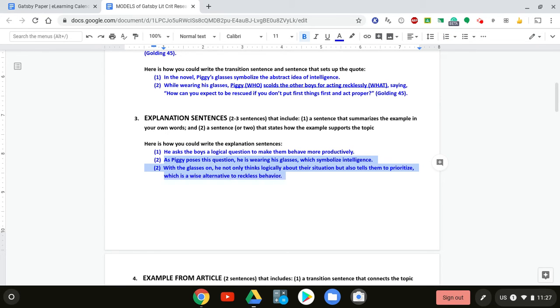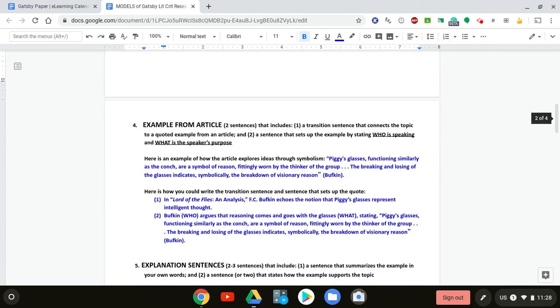And the 2 ways that this supports the topic: As Piggy poses this question, he is wearing his glasses, which symbolize intelligence. With the glasses on, he not only thinks logically about their situation, but also tells them to prioritize, which is a wise alternative to reckless behavior.